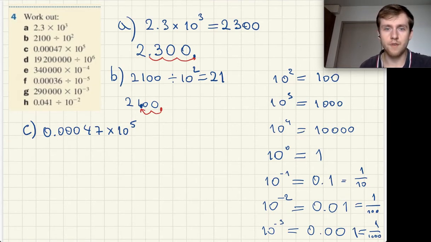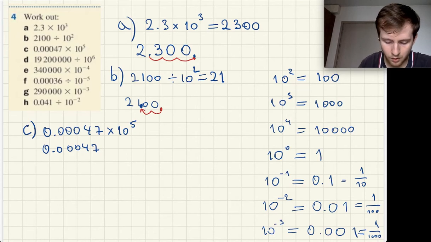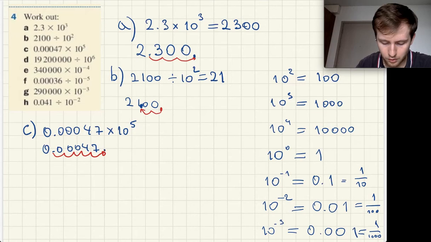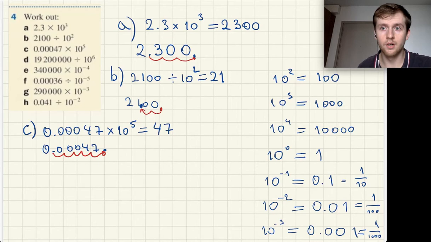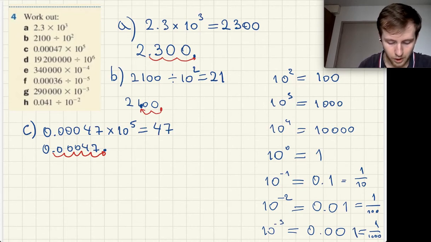And what we have to do is move it 5 steps to the right. So we take the point and we move it 1, 2, 3, 4, 5, 5 steps to the right. And the answer is 47, right? I mean, we can write 0.00047.0, but this is not going to make any sense because this is just 47. Okay, what do we have next?